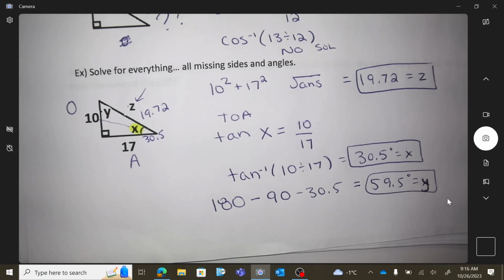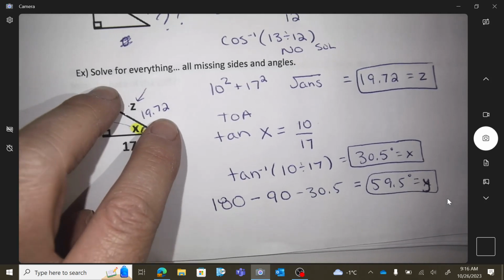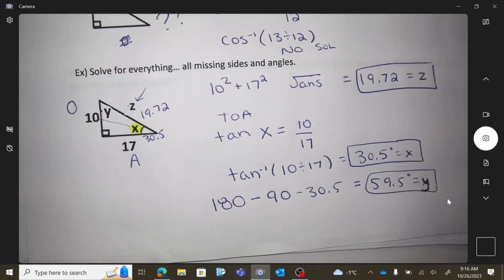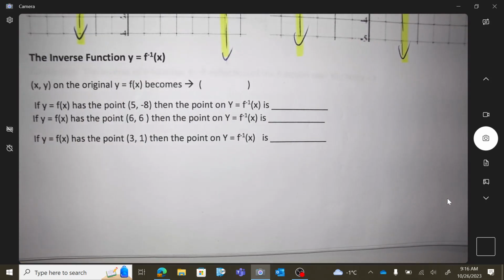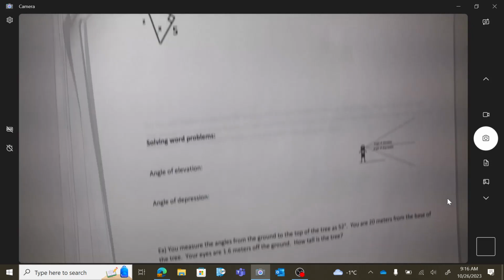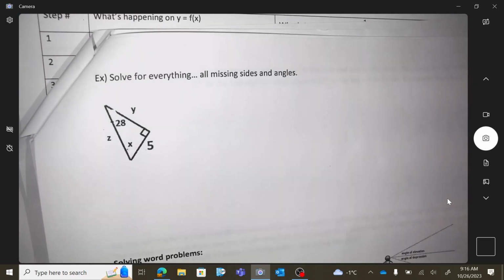Some of you might even notice that if this is 90, these two have to make 90 as well together. That's another thing to think about in a right triangle. Okay, one more and then we're done. And it's a solve for everything.